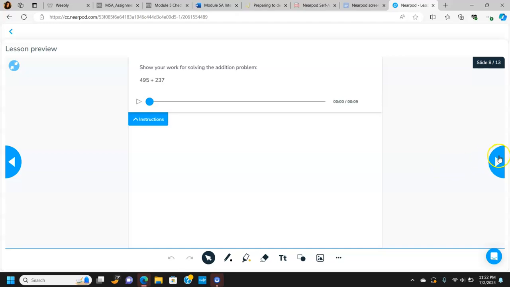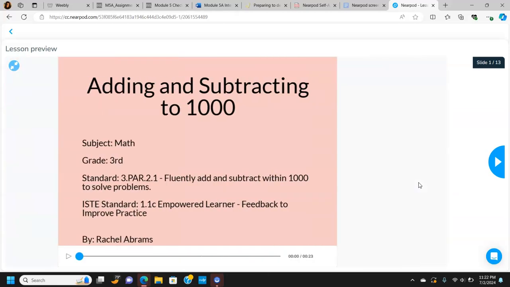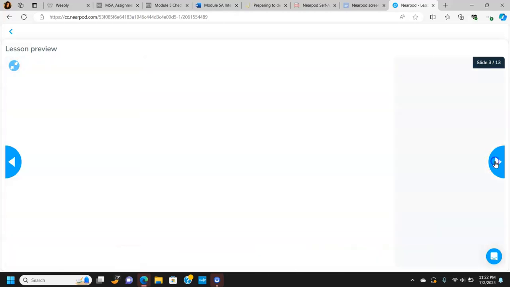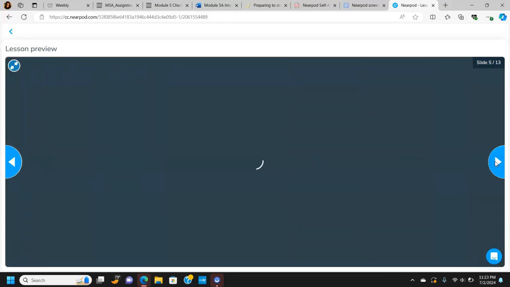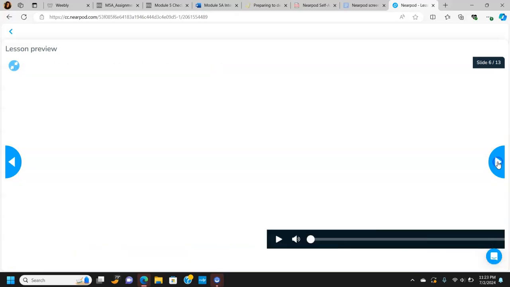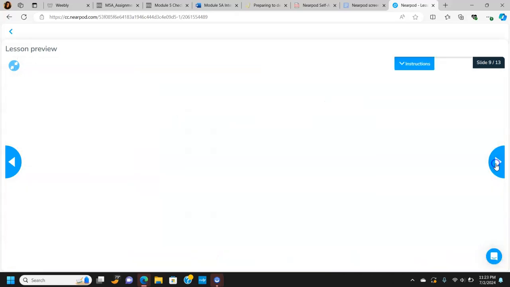The next activity is a matching game, where students match the math problem to the correct answer. This also shows me whether they are capable of solving an addition or subtraction problem, but doesn't point out to me what they need to work on if they get it incorrect.